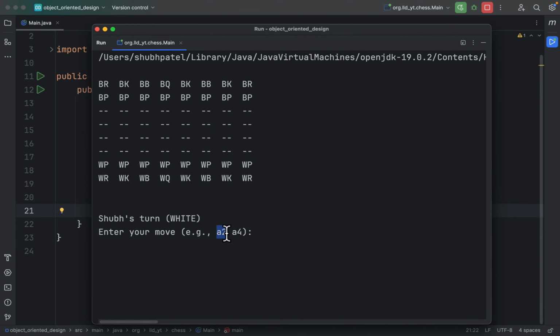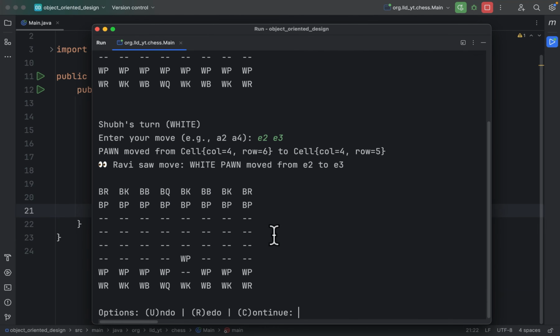So I have to select a particular source and a destination. Let's say I want to move this piece by one step. So this is A, B, C, D, E, and this is 2, E2 to E3. So let's move to E3. Done. So I have successfully moved this soldier from this location to this location. Now in front of me, I have three options. The first one is undo, second is redo, third is continue. Let's say I want to continue for now.